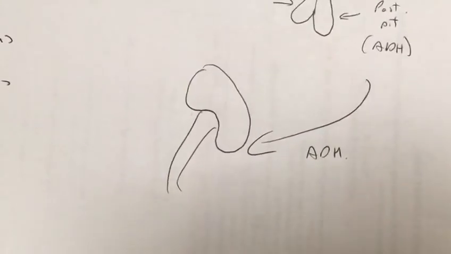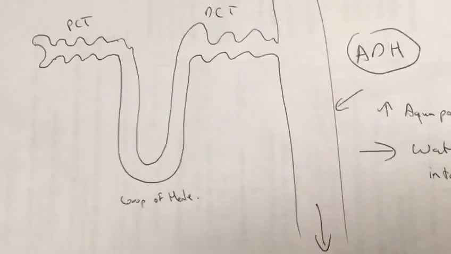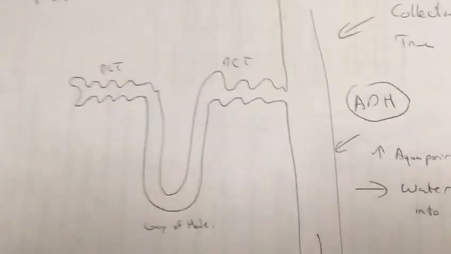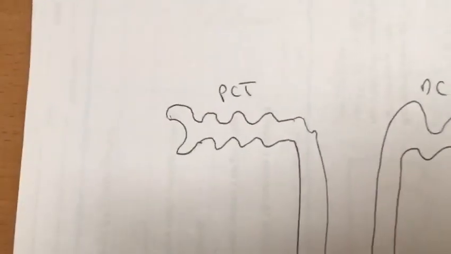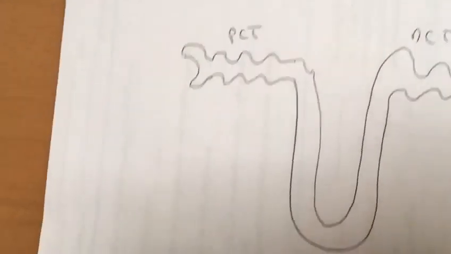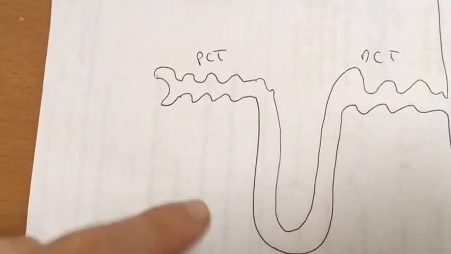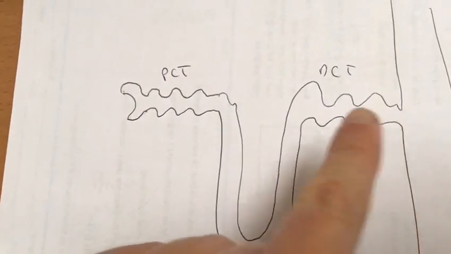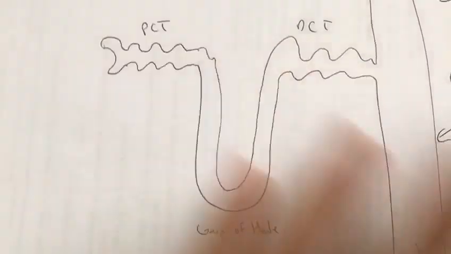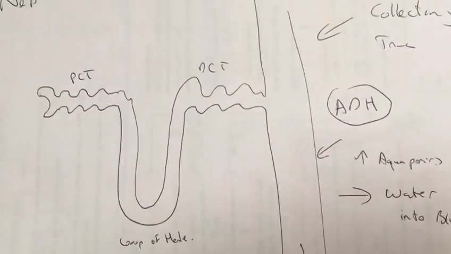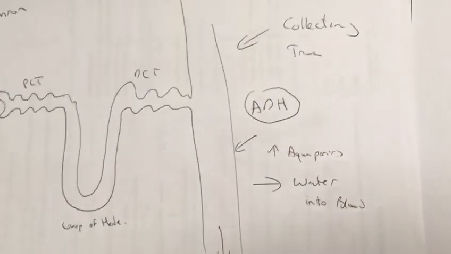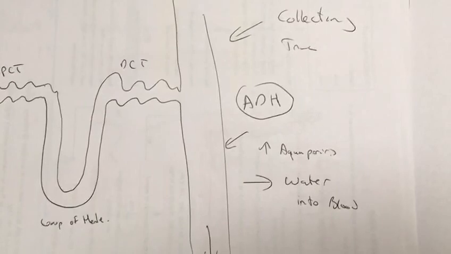So this is the kidney, very crude drawing, and this is it in a microscopic form. This is the nephron, and you've got your glomerulus here, and your proximal convoluted tubule proximal to the glomerulus, and your distal convoluted tubule, and your loop of Henle. So that all works to concentrate the urine. And then you've got your collecting duct, and this is where ADH acts.